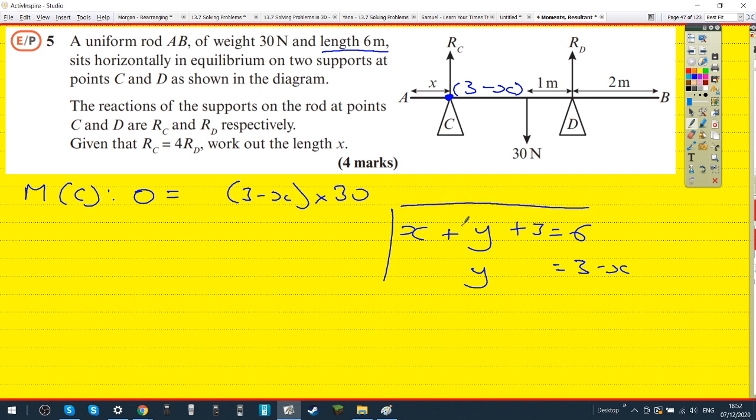Do I now need to do like minus, or should I be trying to find x right now? Or just take moments about C. And then do I then do minus 3 minus x plus 1 times reaction? Yeah. So 3 minus x plus 1 times reaction at D.